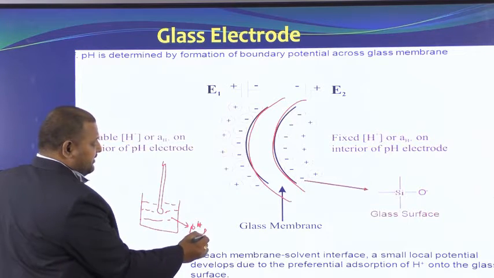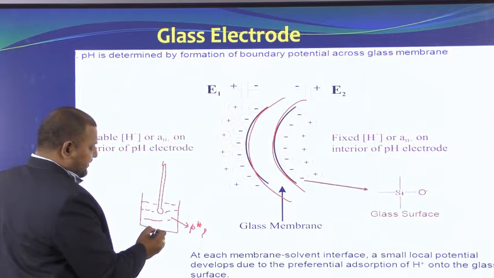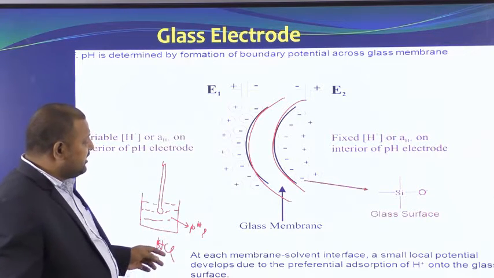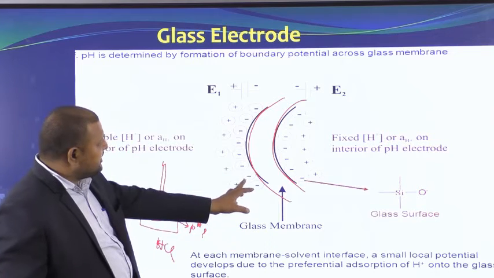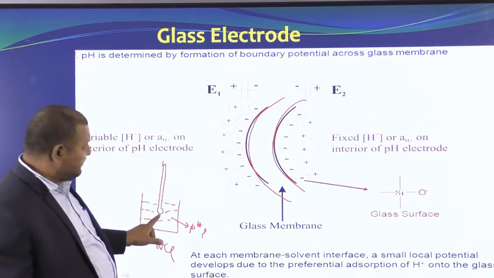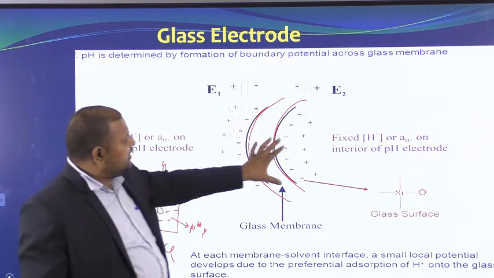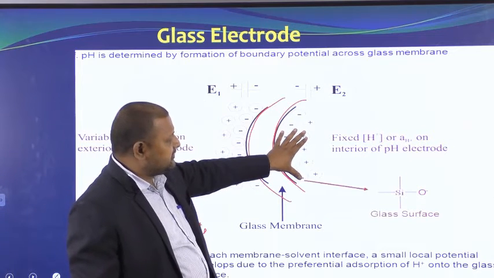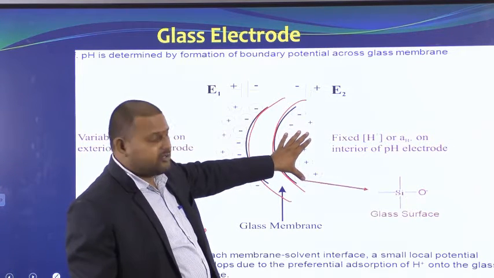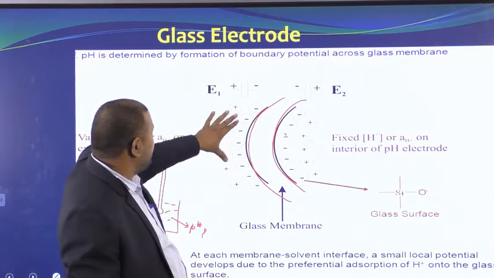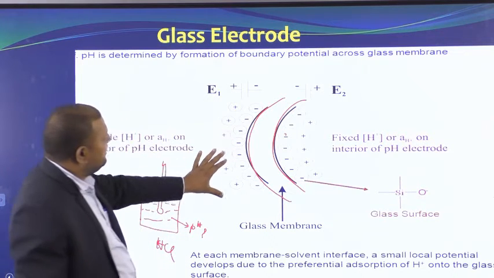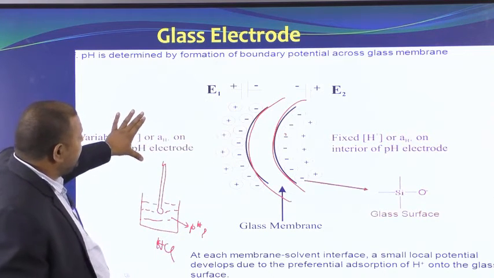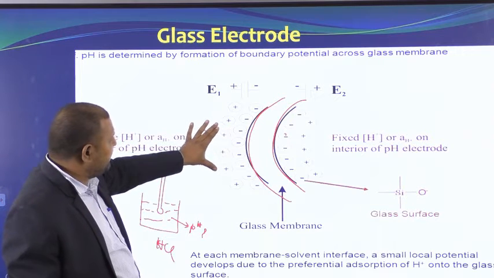What is the pH of this HCl solution? For example, I have taken HCl solution. So what happens at the junction of this glass with the solution? Inside there are fixed H+ ions on the platinum electrode, but outside, depending upon the number of ions present, there will be a junction between these two.